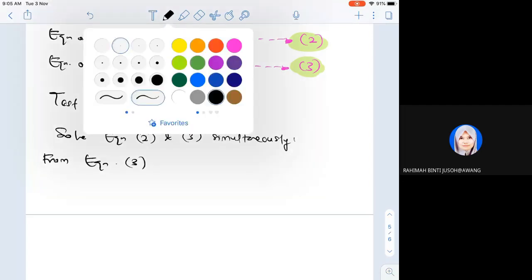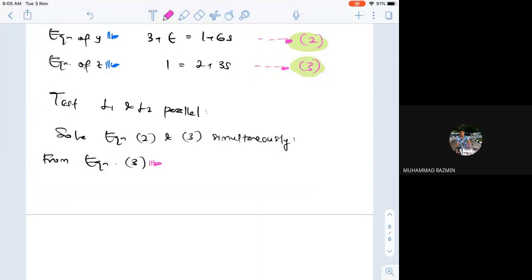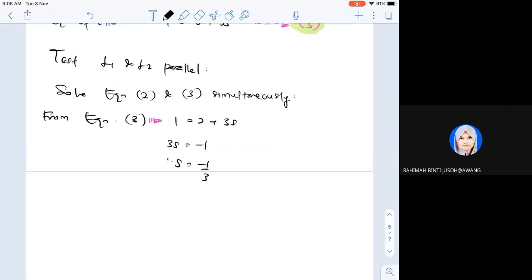Remember, solving simultaneous equations, from secondary school, right? Alright. So from equation 3, we have 1 equals 2 plus 3s. Therefore, 3s equals -1. Therefore, s equals -1 over 3. Okay, and then substitute s equals -1 over 3 in equation 2, because we want to solve equations 2 and 3 simultaneously first.